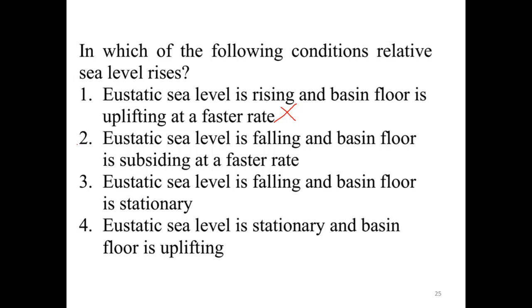Now what about the third one? Eustatic sea level is falling and basin floor is stationary. Definitely not, because if the basin floor is not changing and sea level is falling, it will result in relative sea level fall. And eustatic sea level is stationary, basin floor is uplifting? Of course not. Because water levels are not changing and you uplift the sea floor, it will again be a relative sea level fall. So the correct answer will be the second one. Is it clear? Yeah, next.